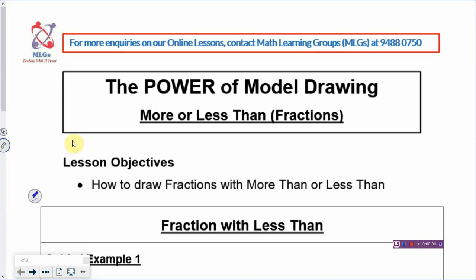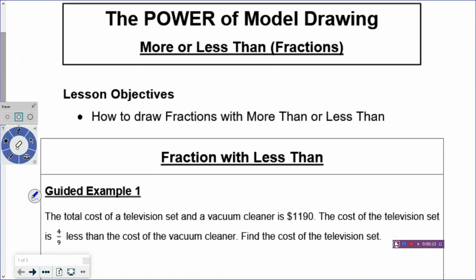Today we're going to look at more or less than. How do we draw a model with fractions that have more or less than? It's actually quite easy. The lesson today is going to be quite easy, but it's hard when you do not know how to draw fractions with more or less than.